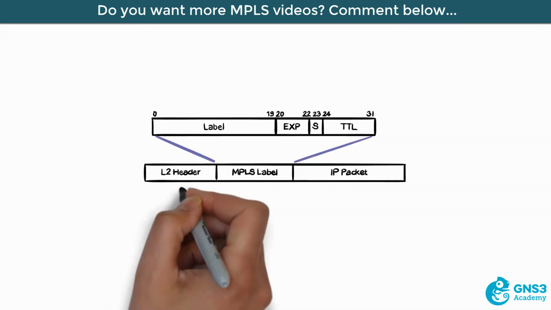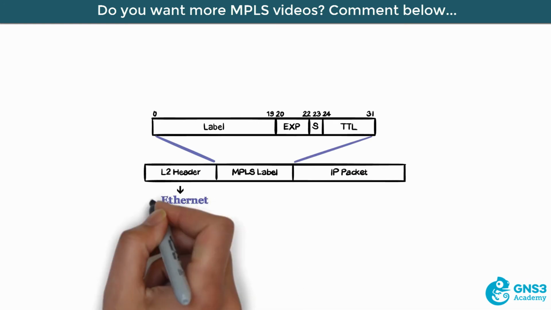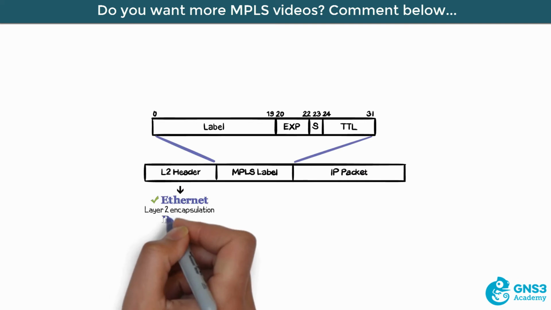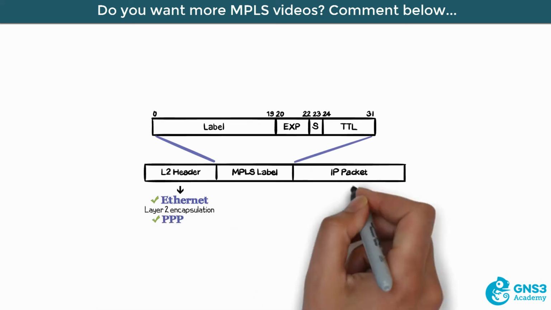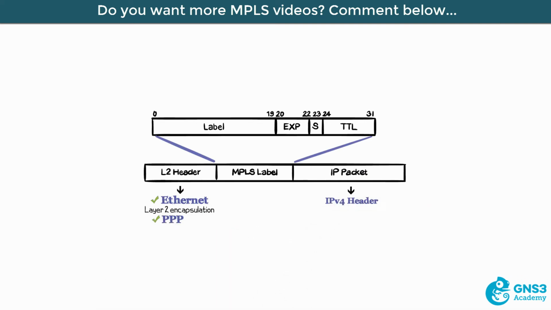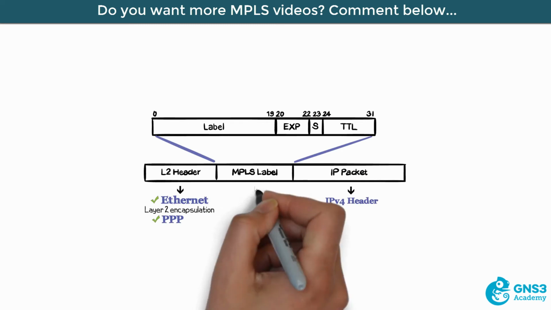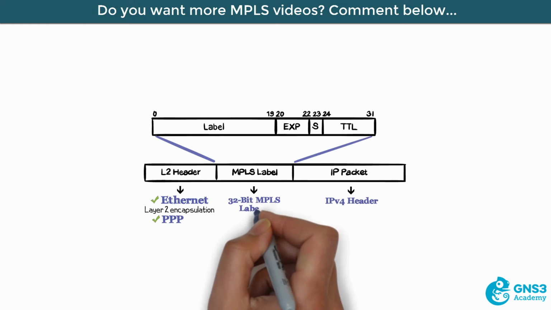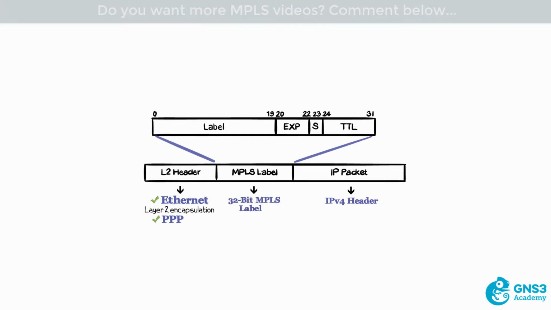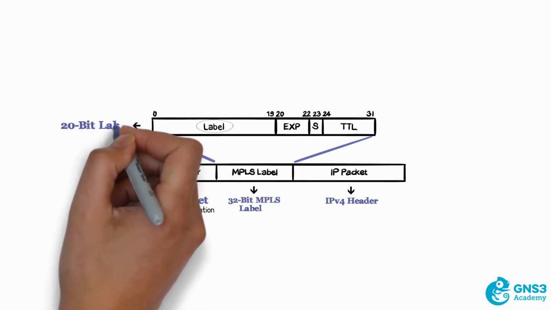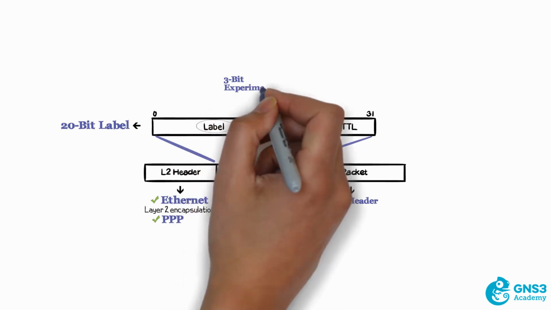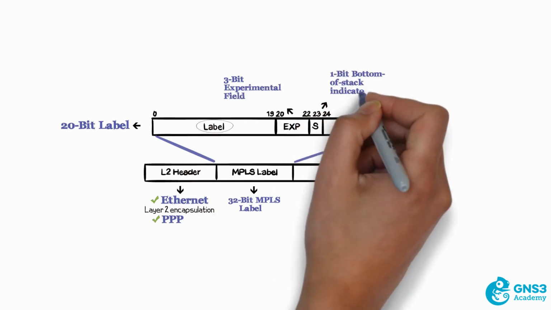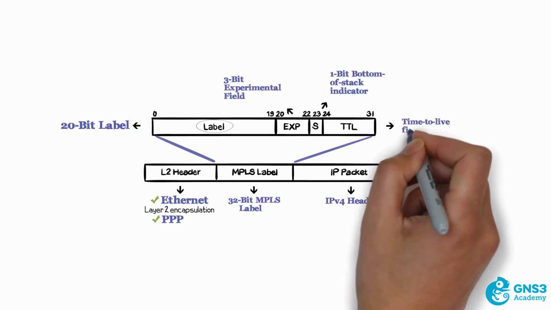So we have a layer 2 header, which could be Ethernet, but it could also be another layer 2 encapsulation, such as PPP. We have the IP version 4 header, and in between those two headers, we have the 32-bit MPLS label. The label header consists of a 20-bit label, a 3-bit experimental field, a 1-bit bottom of stack indicator, and a time to live field.